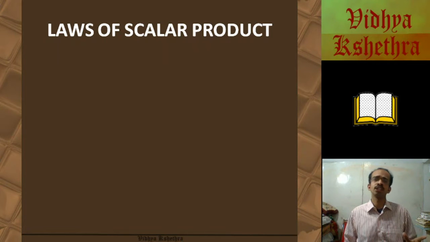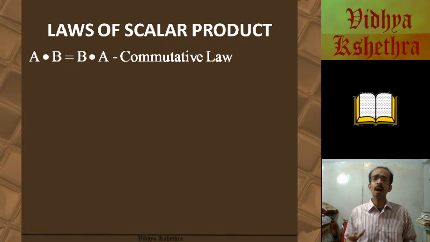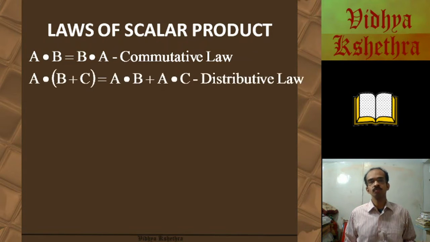The laws of scalar product. First one is the commutative law, which shows that A dot B is equal to B dot A. That is, A dot B is equal to magnitude of vector A into magnitude of vector B into cos theta. And B dot A is equal to magnitude of vector B into magnitude of vector A into cos theta. We know that magnitude of A into magnitude of B is equal to B into A. Hence, commutative law follows.